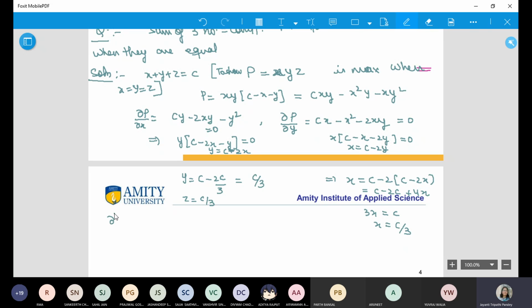Okay. Now find the second derivative from here. So the second derivative from here will give me minus 2y. This part will be 0, this part will be 0. Del 2p by del x del y, that is c minus 2x minus 2y, and del 2p upon del y square is minus 2x. Please check this.